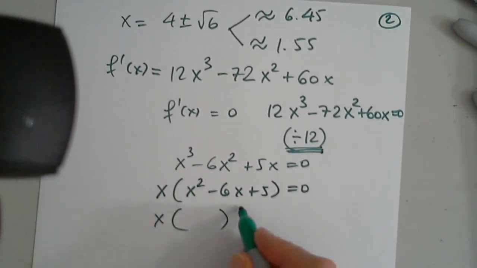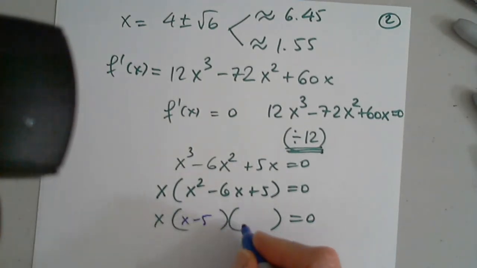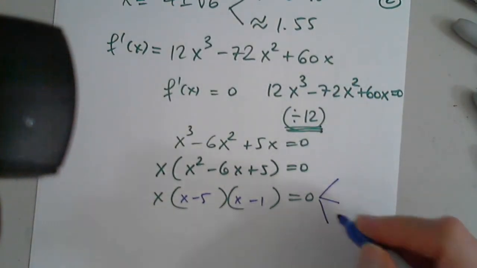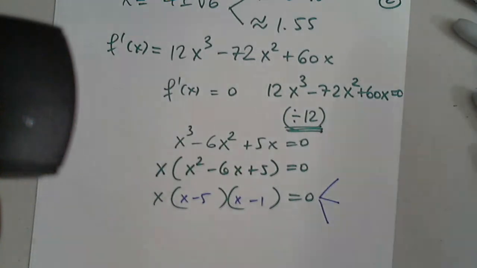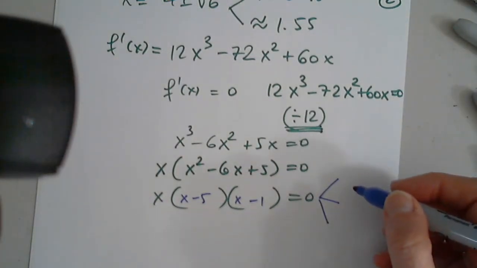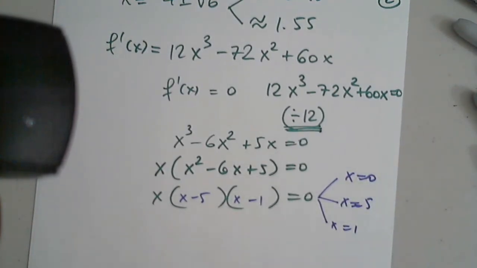And now, can anyone who hasn't said anything yet, like Noor and Shvam, factor this for me? Alex? X minus 5 and x minus 1. Very good. Thank you very much. So obviously degree 3, you will give me 3 solutions. What are those solutions? 0, 5, and 1. Very good. Awesome.